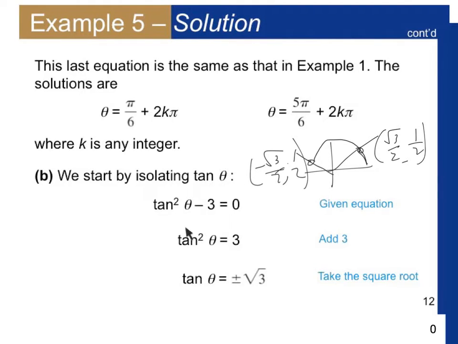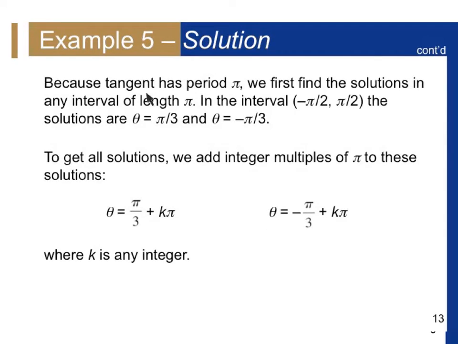Okay. Part B was tangent squared of theta minus 3 equals 0. We want to get tangent by itself, so we add 3 to both sides. Take the square root of both sides, so tangent of theta equals plus or minus square root of 3. Make sure we have the plus or minus because we took the square root of both sides. Okay, remember tangent has period pi, so we're going to find the solutions in this interval, minus pi over 2 to plus pi over 2. And those solutions are theta equals pi over 3 and theta equals minus pi over 3.